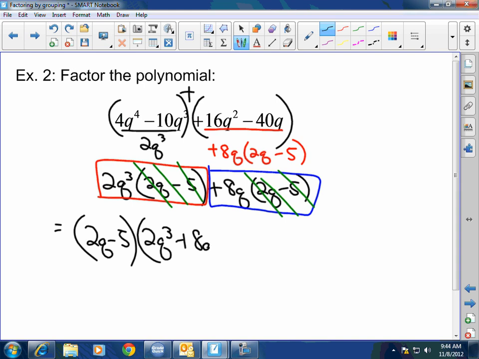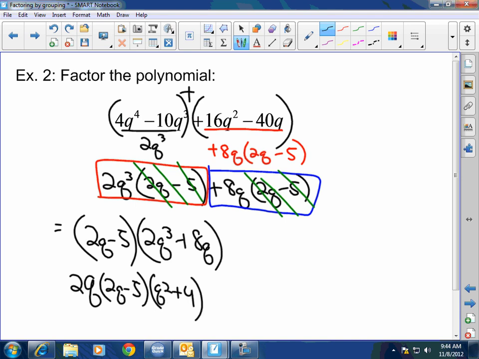Wait, okay. 8q, okay. Look at what happened here. I have these extra q's here, right? So I can factor out another q from there. So I can have at the end here a 2q, q, 2q minus 5, and then a q squared plus 4. Okay, did everyone see that?